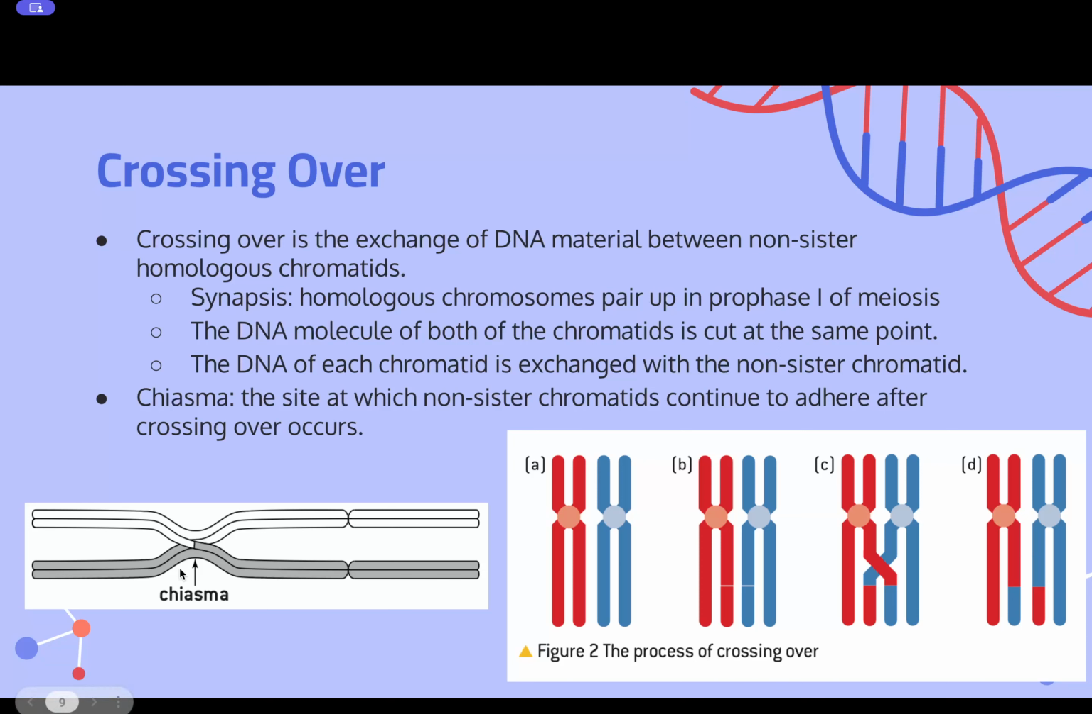But basically, the point at which it's cut and the point at which it exchanges is called the chiasma. I don't know how you pronounce it, but as long as you know how to spell it, it doesn't matter. You need to know how to spell it. That's the site at which the non-sister chromatids are still adhered after crossing over at the end of prophase, but they separate, obviously, I believe, at metaphase. So when they line up in the middle and then get pulled apart.